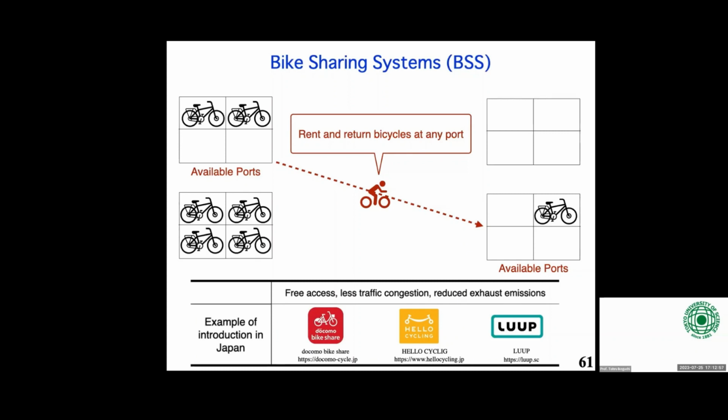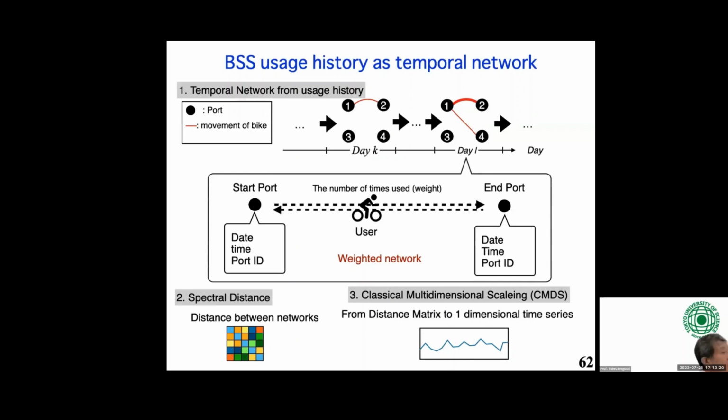In bike sharing systems, multiple ports and bicycles are installed throughout the city, and you can rent and return the bicycles at various ports. In Japan, for example, Docomo Bike Share, Haro Cycling, and Loop are in operation now. So we use the temporal usage history of bike sharing system data as a temporal network.